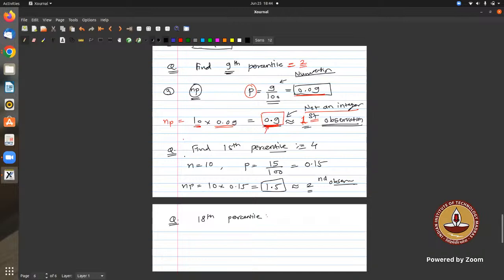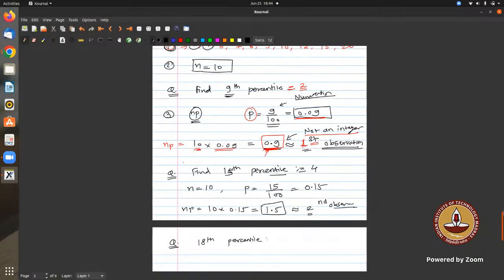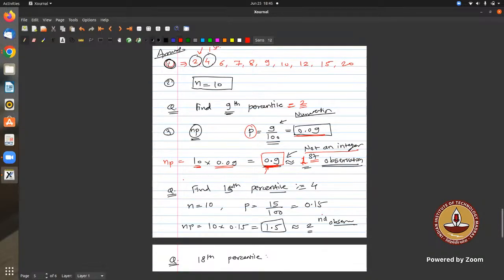Okay, 15th percentile means that in the given data set, 15% of the values are below 4, and 85% of the values are above 4. So around this 4, 85% of the values lie above it, and 15% of the values lie below it.